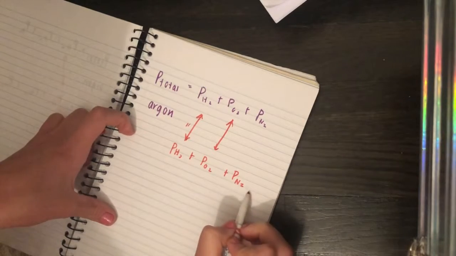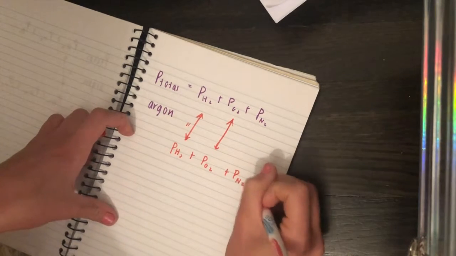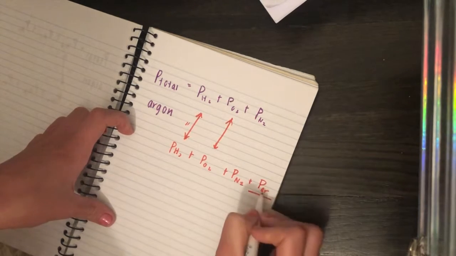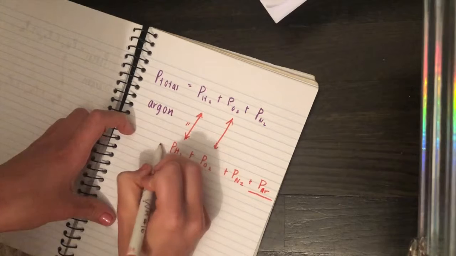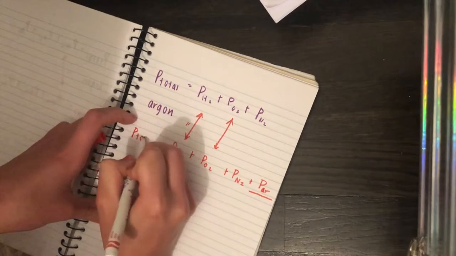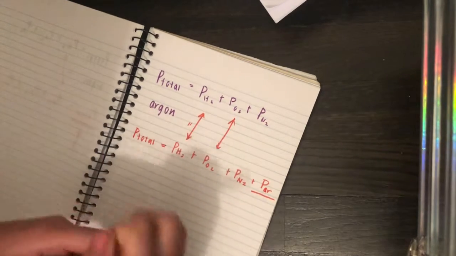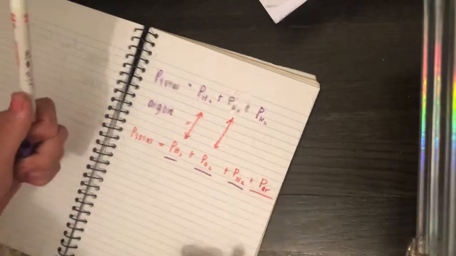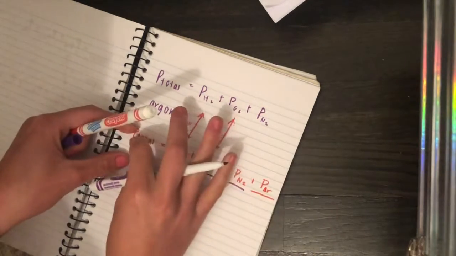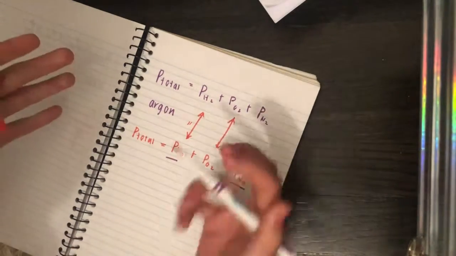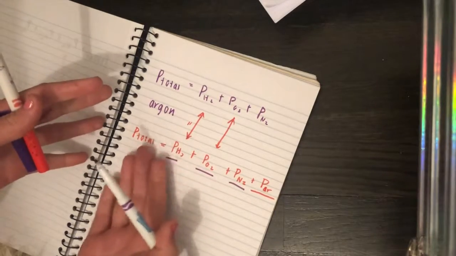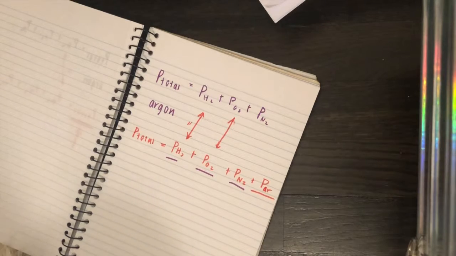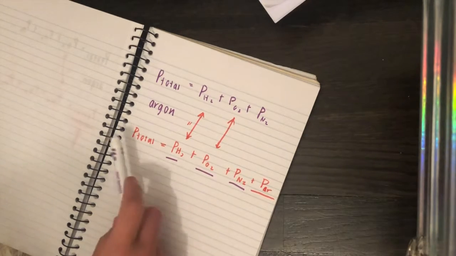Except on the end right here, we now have a new partial pressure, and that is the partial pressure of argon. Now we set it equal to our total pressure. Since none of these values right here are changing, except for the argon value, that means to set both sides of this equation to be equal, this total pressure right here would have to increase. So when inert gas is added to a system, the partial pressures are not affected, but the total pressure is.